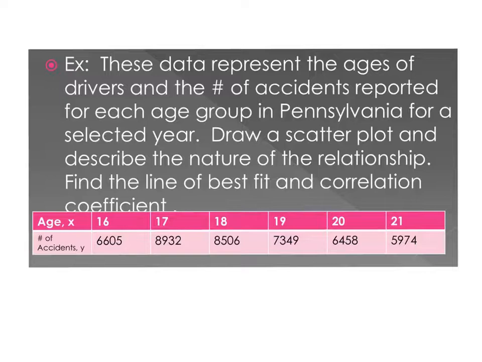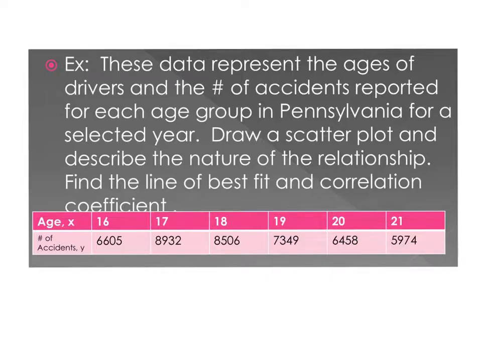Now, the next thing we have to do is allow our calculator to find our correlation coefficient and draw in the line of best fit, the regression line. What type of relationship is there? You can tell by looking at the points. There's a negative relationship. So we should see that our R value is negative. We should also see that the slope of the line of regression will be negative as well, because that line is going to be going down from left to right.